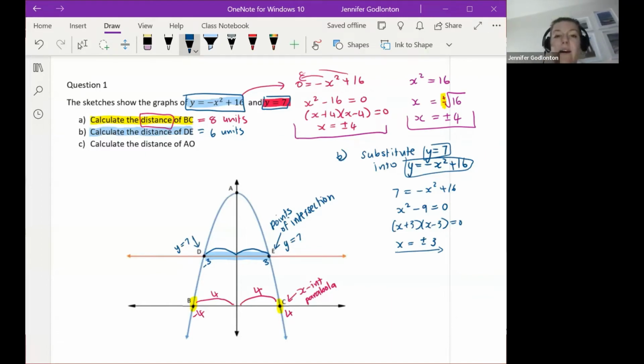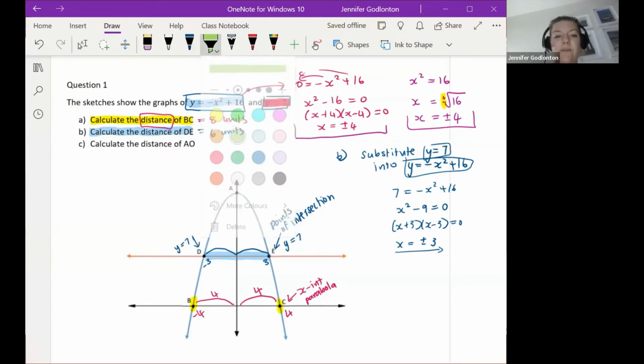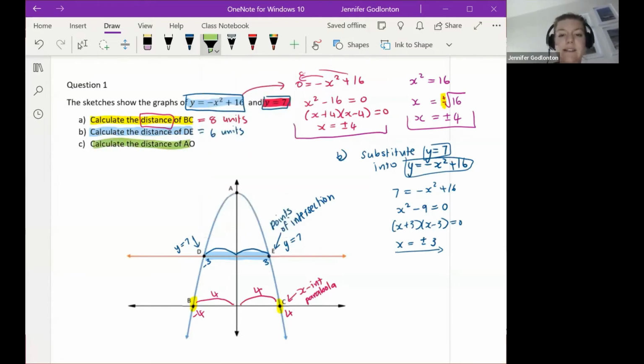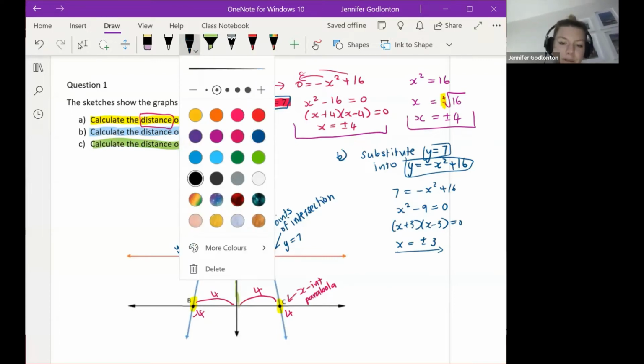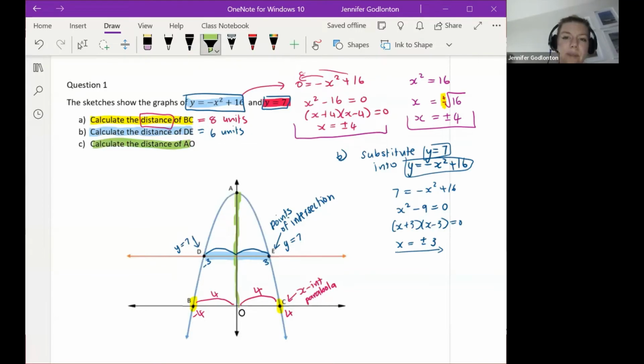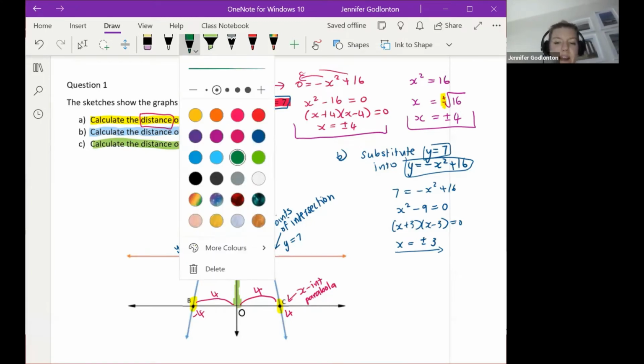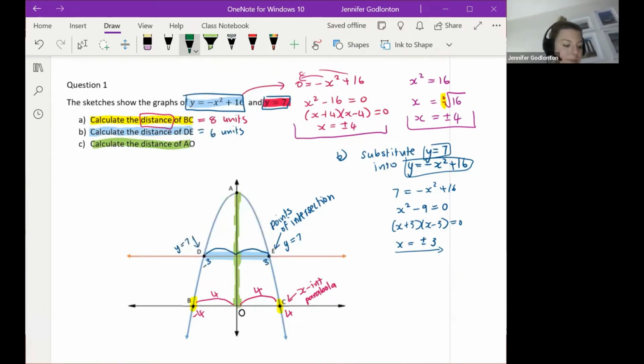Okay. Last one, easiest one of this whole question. Calculate the distance of A, O. It would be helpful if I had an O. My O went missing. That's O. So I would like the distance of AO. So what do we care about for AO? What's going to help us to find AO?